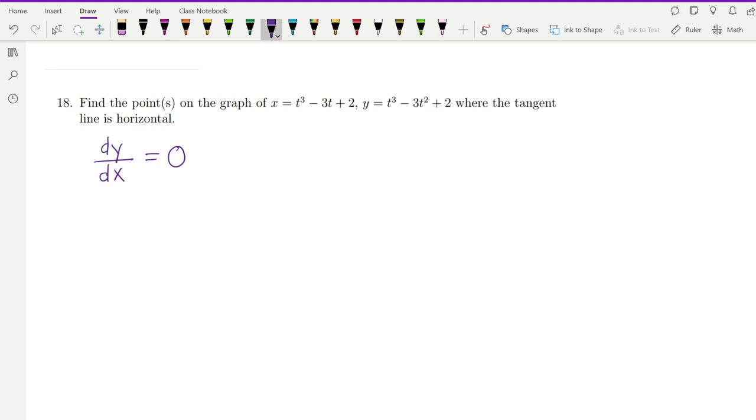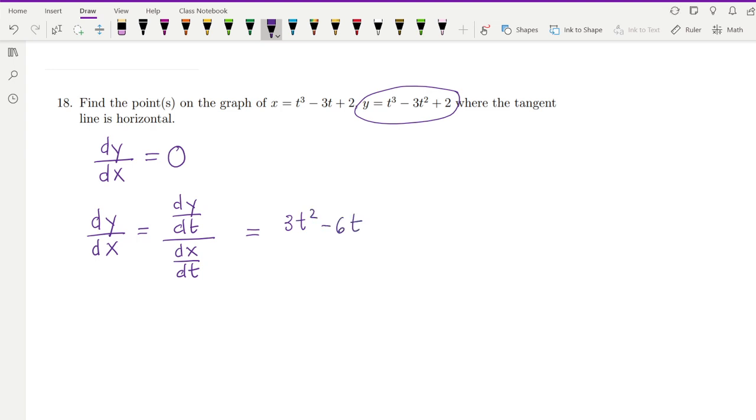Okay, so first thing we need to know is how do we find dy/dx? This is on your formula sheet. It's going to be dy/dt over dx/dt. So dy/dt, we're taking the derivative of this function with respect to t. That's just going to be 3t² minus 6t. And then dx/dt, we're taking the derivative of this function, and that is going to be 3t² minus 3.